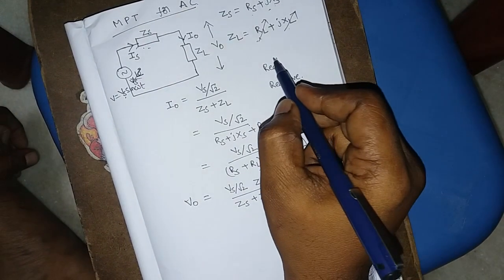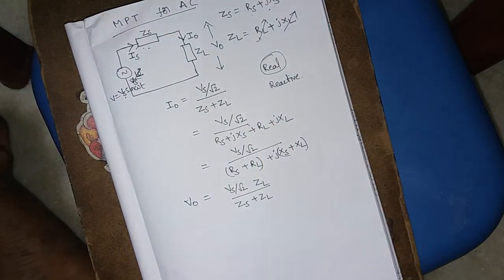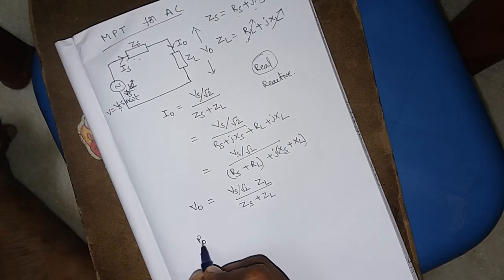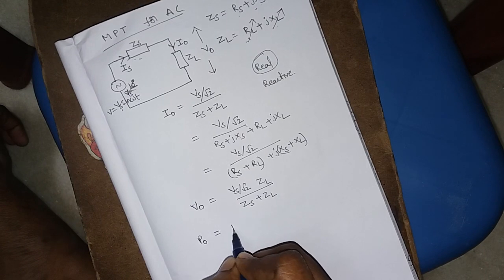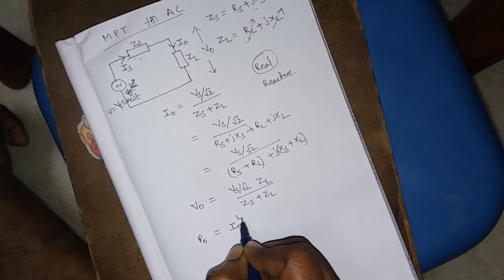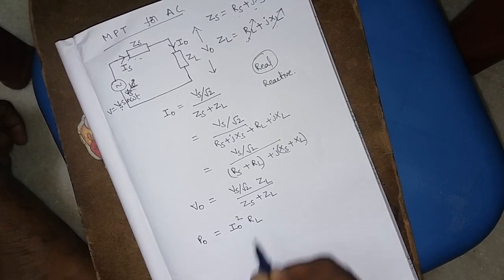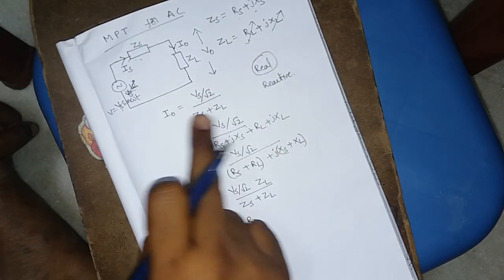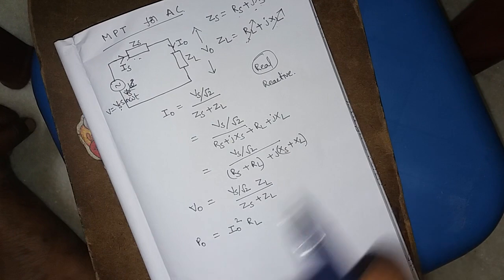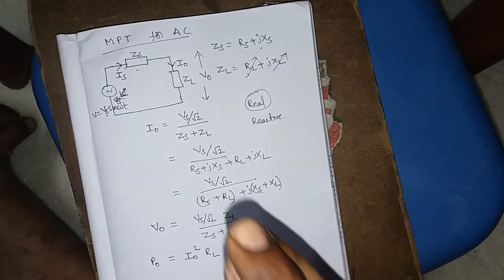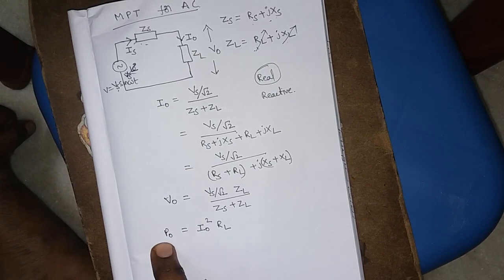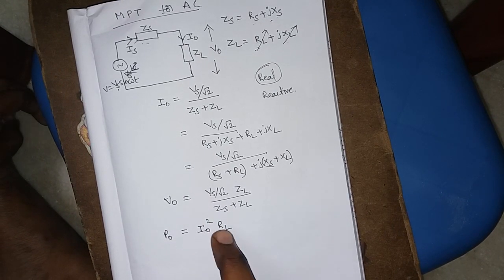We always take the real power only. So what is the output power? Output power P0 is equal to I squared into RL, because RL is the resistance. The resistive power is the active power or real power, the power which is utilized by the consumer. So I can take P0 as I0 squared into R.